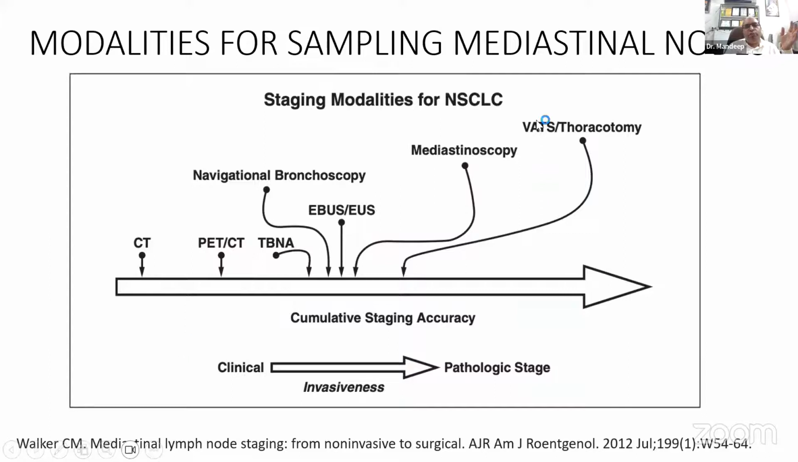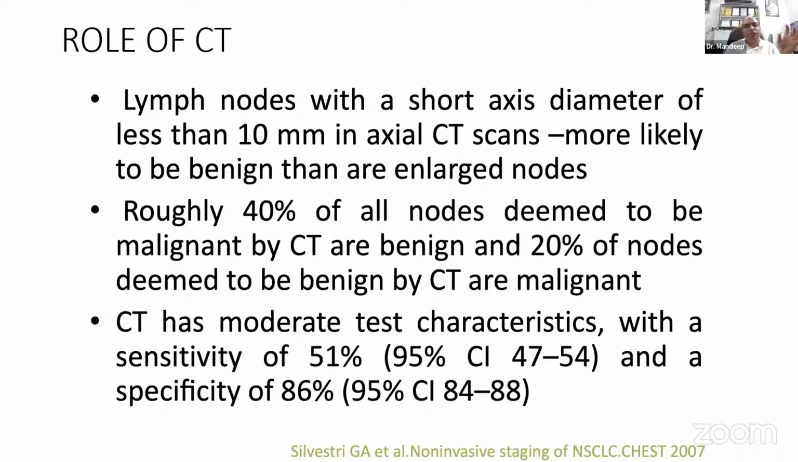Starting with the CT, more invasive ones are the VATS and thoracotomy. As the degree of invasiveness increases, so the surety of diagnosis also increases. So first is the CT scan. It is bound to miss. Almost 40% of the nodes deemed to be malignant by CT are benign, and 20% of the nodes deemed to be benign by CT are malignant in a study published in 2007.